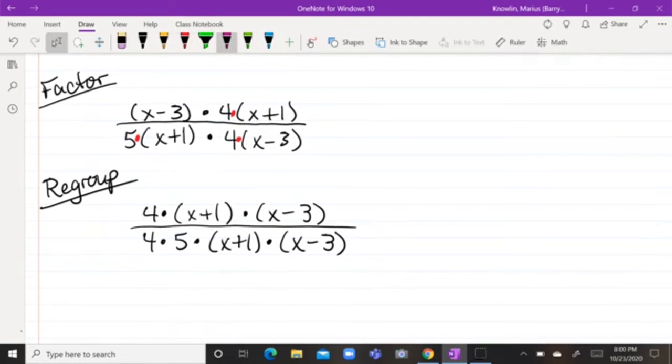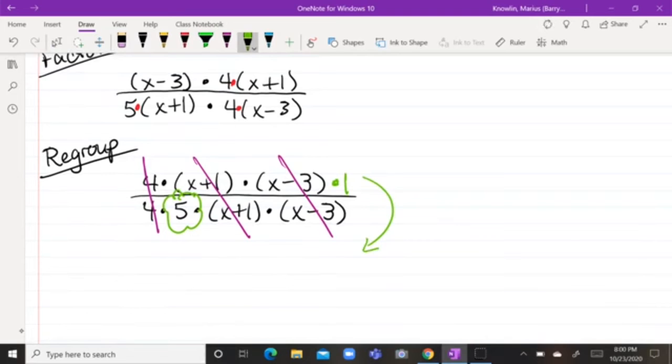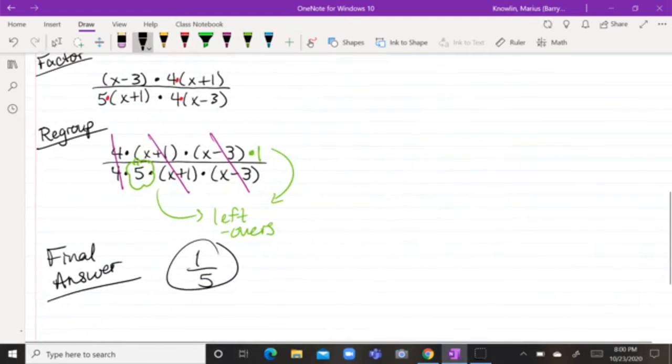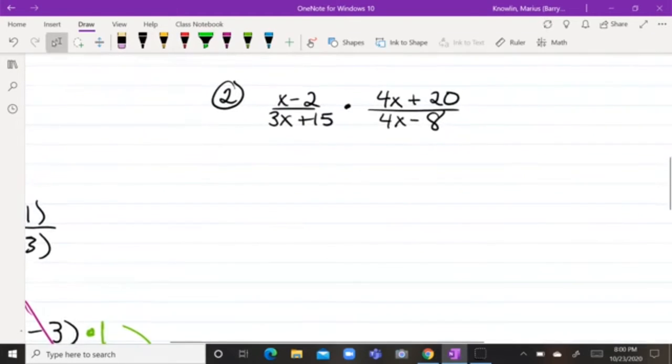So when we simplify, we can go ahead and get rid of the 4's, they divide out. The x plus 1's, that group is gone. The x minus 3's, that group is gone, and now all we're left with is this 5, and since there's nothing on top, we really can multiply everything by 1. So these are what we would call our leftovers, right? And those leftovers are our final answer. You come down here, bam, bam. 1/5, just like that. So let's take a look at this next one real quick, and then we'll be done.